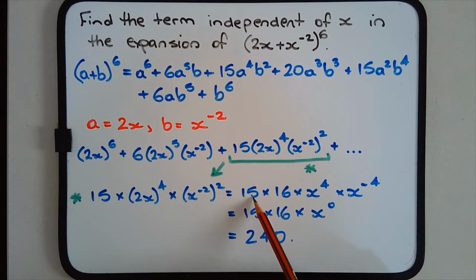And that equals 15 multiplied by 16 multiplied by x^4 multiplied by x^(-4). So this is using the power to a power rule. Negative 2 times 2 is negative 4. And simplifying that, we have 15 times 16 times x^0. So when multiplying two terms with the same base, you add the indices. So 4 plus negative 4 is equal to 0. Then 15 times 16 is equal to 240. And x to the power of 0, we just treat that as 1. So the term independent of x, in fact, is 240.